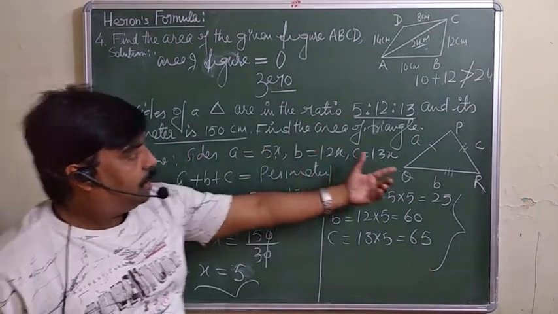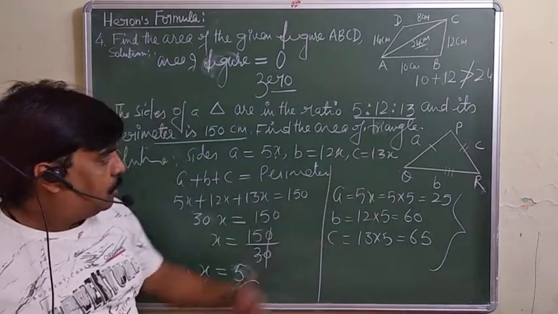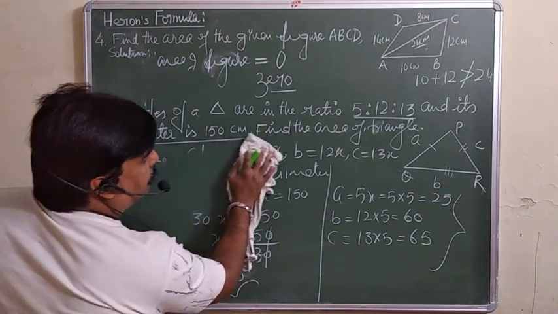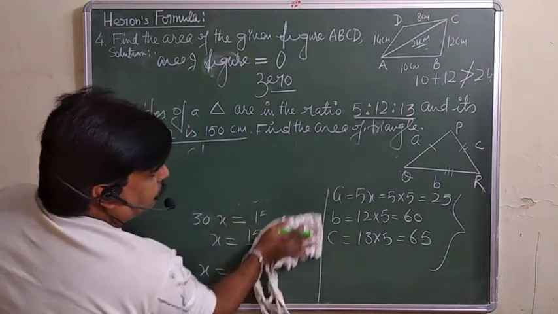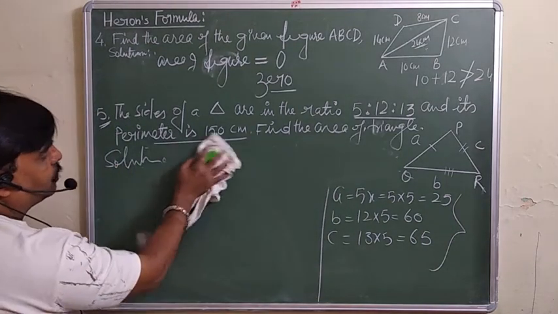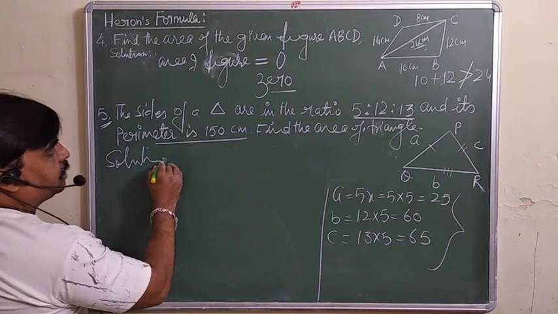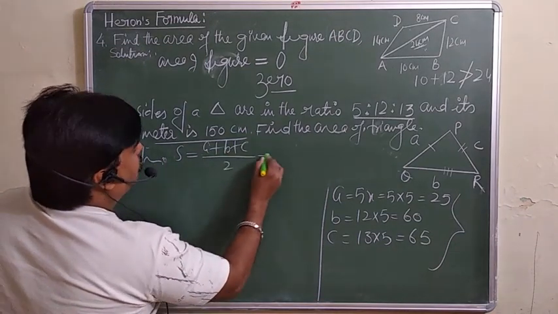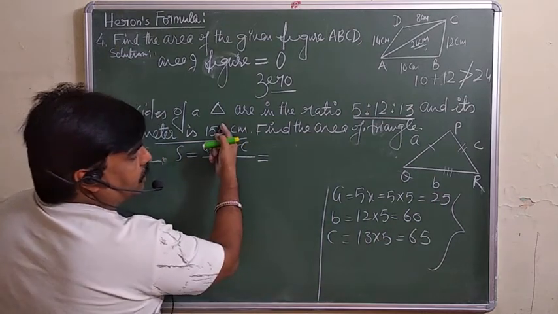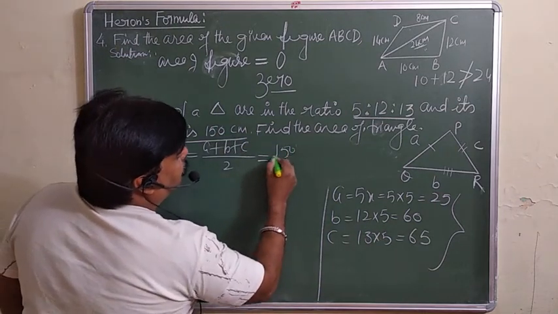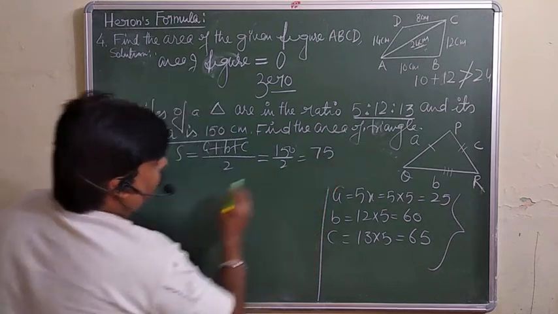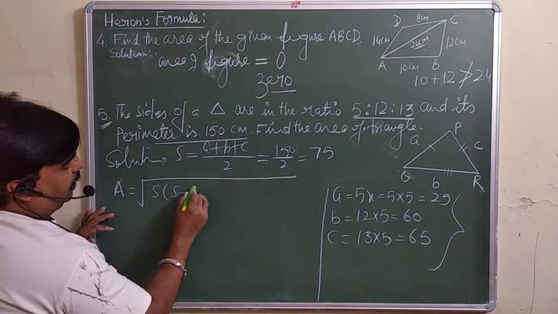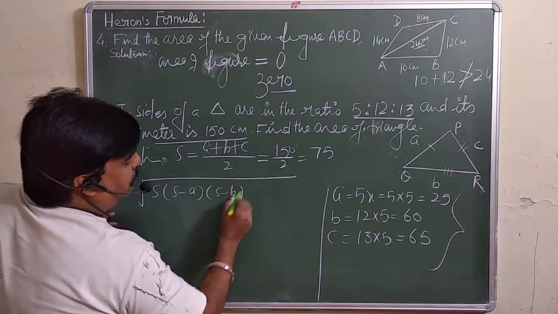You can find out the area of this triangle by Heron's formula. So now look at here. I am going to rub this one. Look at here. Now sides we know, you can calculate the S first. So S is equal to A plus B plus C by 2. That is the perimeter. It will be equal to 150 over 2, that is 75.